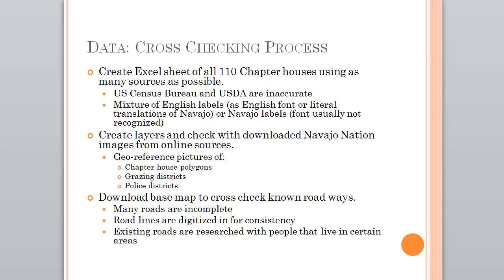The cross-checking process was probably the longest and most tedious part of the whole project. I had to set up meeting times with different people around the Navajo Nation. Most of them were faculty members at Navajo Technical College. I put all the information inside an Excel sheet, 110 chapter houses. What I found was the U.S. Census Bureau and USDA were inaccurate.